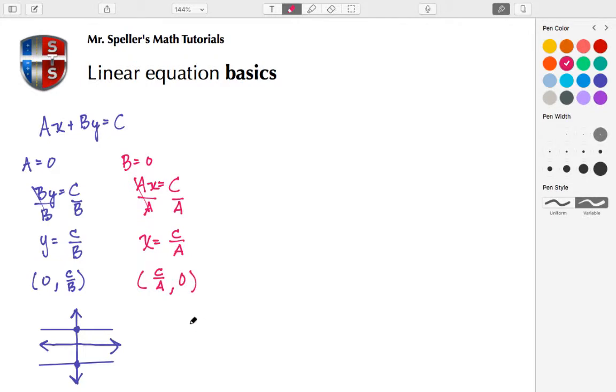Now, if we were to graph this, again, we draw in our coordinate plane. All right, here's our y-axis going up and down, our x-axis left and right. If the expression c over a is positive, then that means we have a point here somewhere on the x-axis where it's positive, and we'd have a vertical line here. If c over a turned out to be negative, we'd have a point here on this side, somewhere along here. And again, we'd have a vertical line going through that.